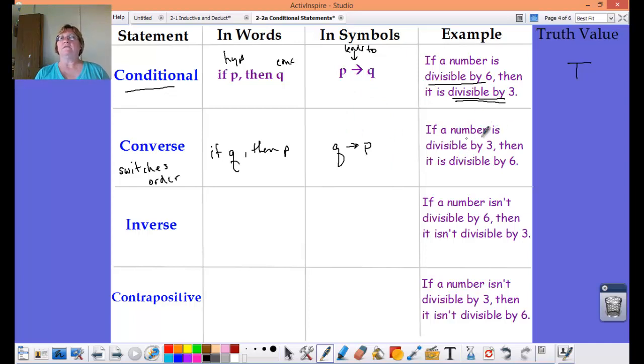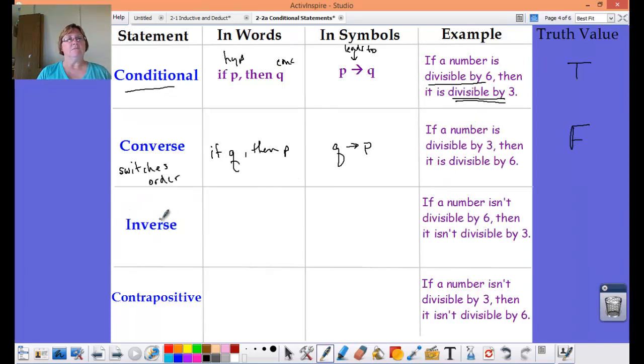My example says if a number is divisible by 3, then it's divisible by 6. And you know what? I'm pretty sure that's not true, because 3 is a number that's divisible by 3. It's not divisible by 6. This one is false, folks. You can't say that. This way it was true, but when you turned it around, it wasn't.